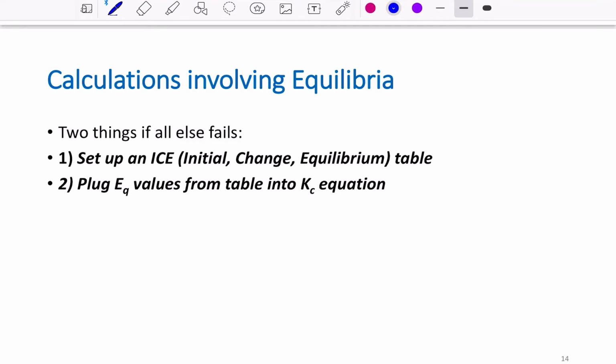But set up your ICE table, initial change equilibrium. You can also call this your RICE table for reaction initial change equilibrium. Anytime you write an ICE table out, you should always write the reaction out first. If it helps you remember to write the reaction by saying RICE instead of ICE, please do so, but remember the reaction must be written. And then plug your equilibrium values from that table into your Kc expression and solve as needed.